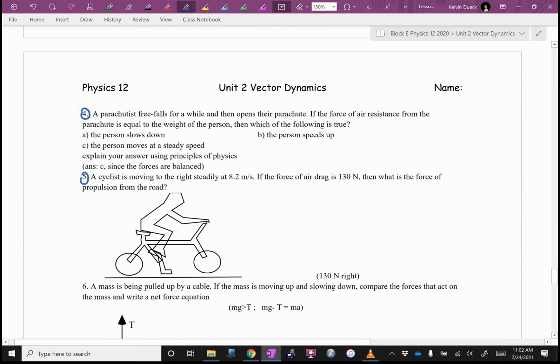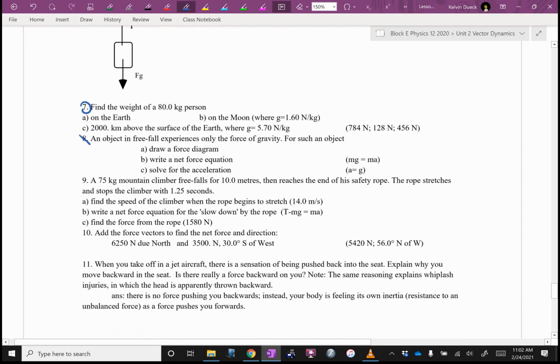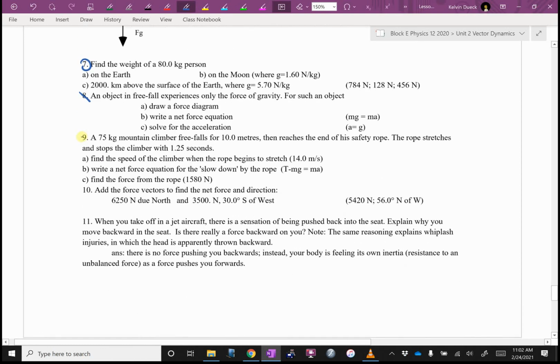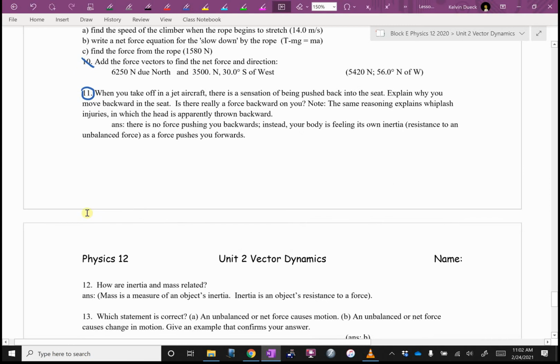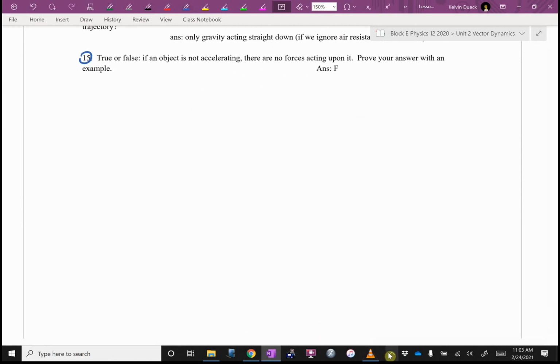4 is good. 5 is good. 6 is good. 7 is good. Skipping 8. Skipping 9. Skipping 10, but 11 is good. 12 is just conceptual, but that's good. 13 is good, 14 is good, 15 is good. Those are mostly conceptual. Read the question. You don't need to show any work for those. Let me pause.